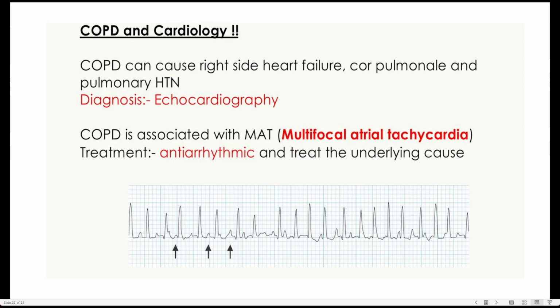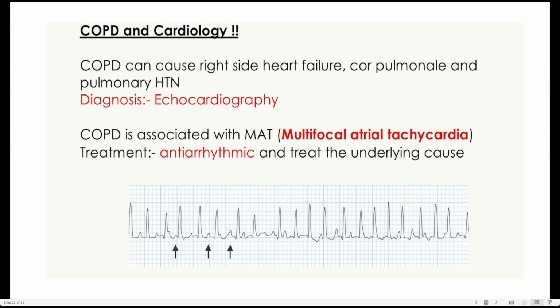And of course, as you know, COPD has something to do with the cardiovascular system, which is pulmonary hypertension and cor pulmonale. You diagnose cor pulmonale, pulmonary hypertension, or right-sided heart failure via echocardiography. So any COPD patient coming to you with signs and symptoms of cor pulmonale, the next investigation is echocardiography.